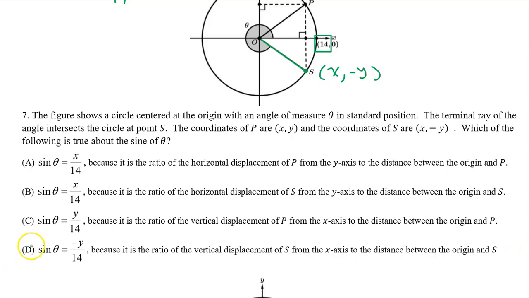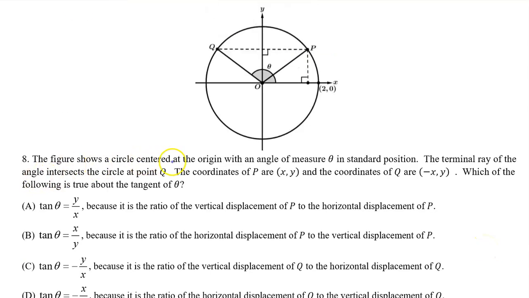So the answer is D. Sine theta equals the opposite of y over 14 because it is the ratio of the vertical displacement of S from the x-axis to the distance between the origin and S.